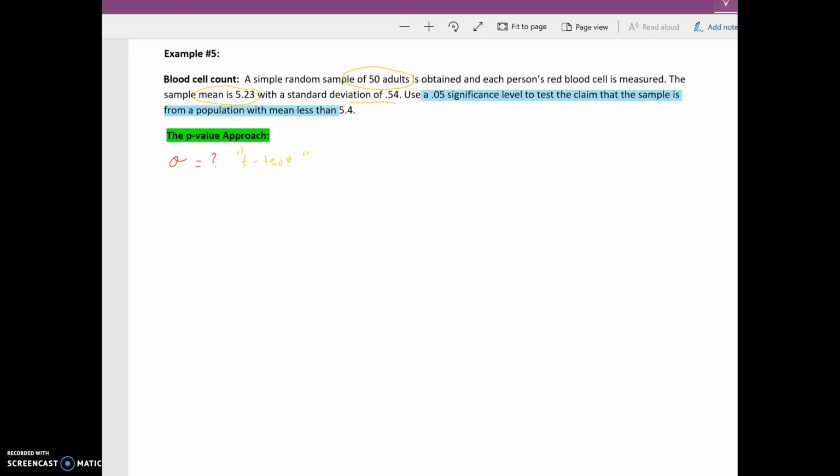Now, let me write down all the actual information. So the sample basically has the following. n is equal to 50. The mean of the sample, so this is x bar, is equal to 5.23. And then the standard deviation of this sample is 0.54.